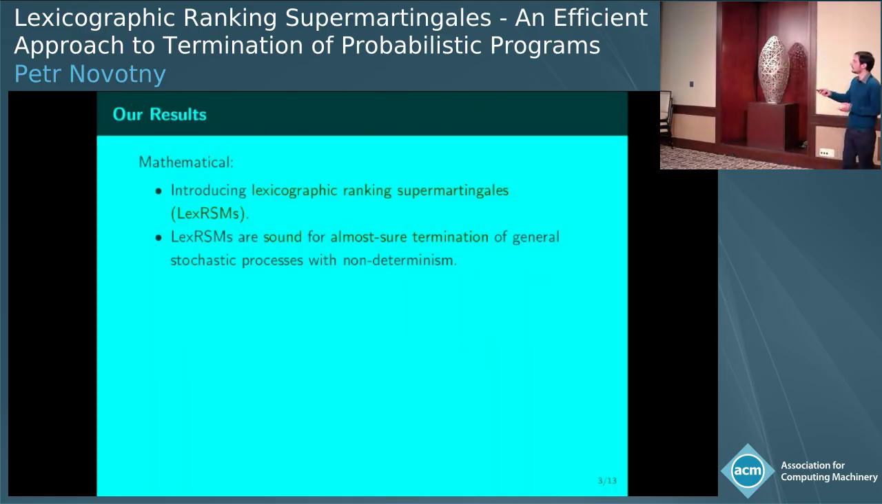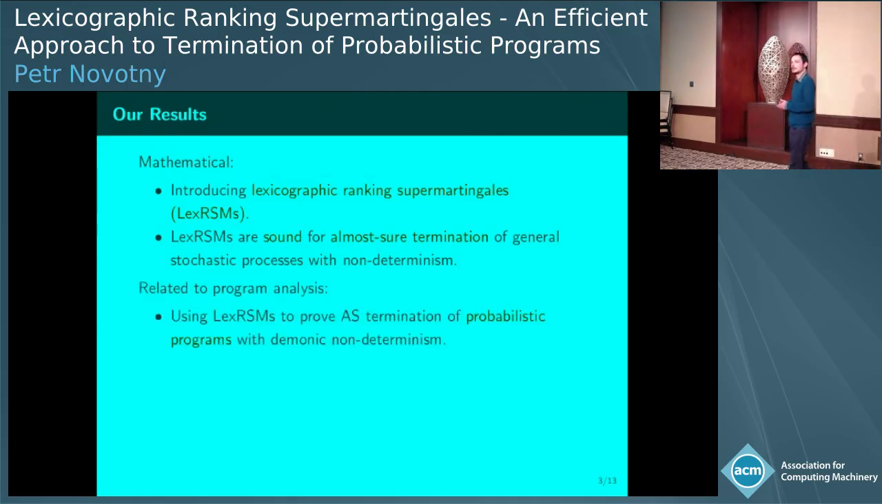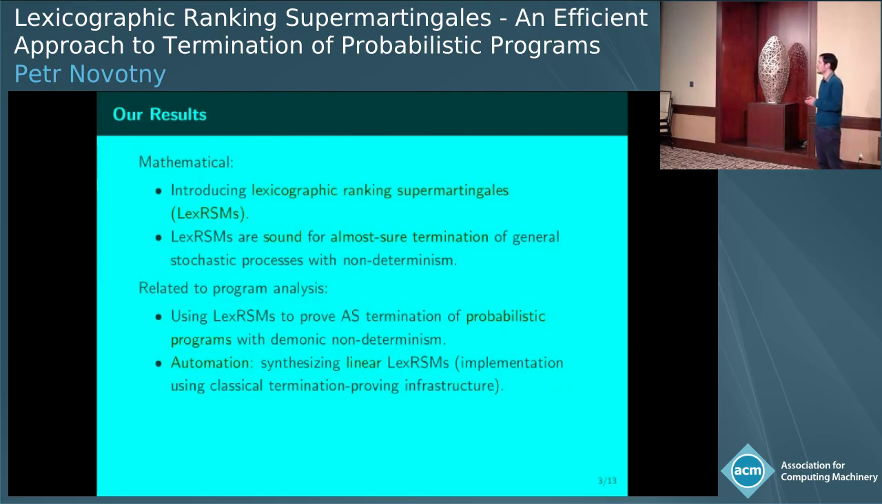We introduced a notion of so-called lexicographic ranking supermartingale, and then we prove that these Lex RSMs, for short, provide a sound proof rule for almost sure termination of quite a general class of stochastic processes with non-determinism. Then we apply these results to program analysis, and we show in particular that Lex RSMs can be used to prove almost sure termination of probabilistic programs, again with demonic non-determinism, and that this proof technique can actually be efficiently automated. So we have some prototype implementation, some algorithm which generalizes an existing classical termination proving algorithm.